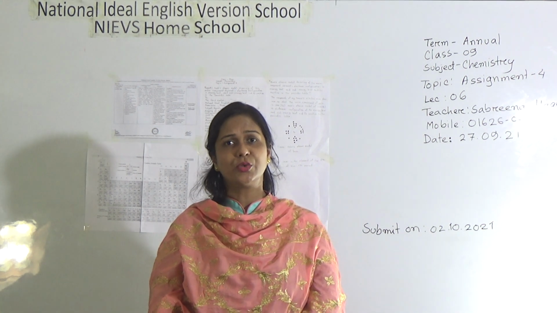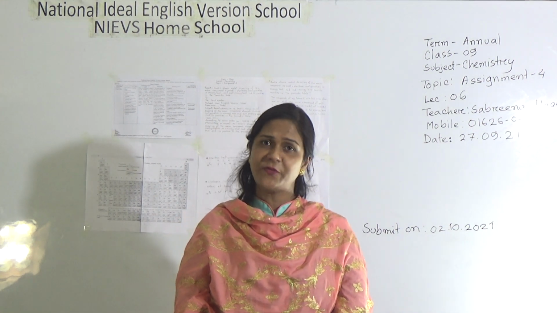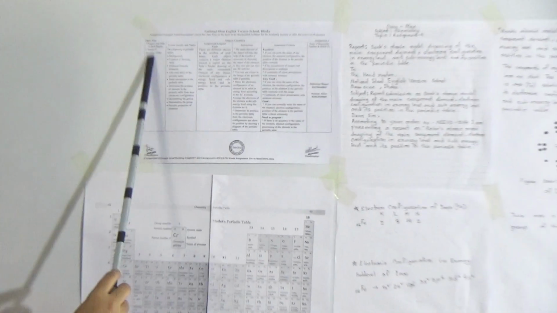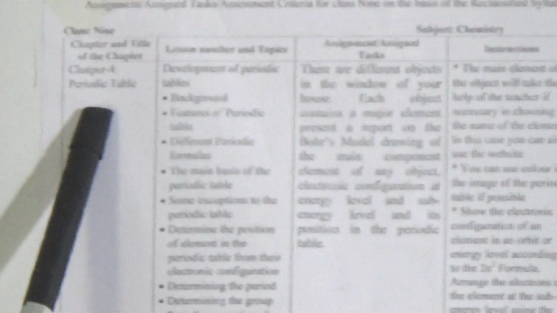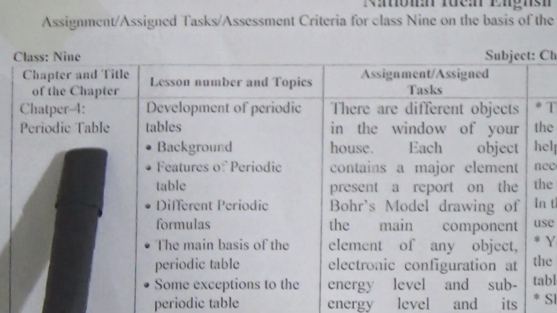Dear students, today I am going to take a chemistry class on the basis of assignment 4. Let us move forward to today's topic. This assignment came from your chapter 4, not only chapter 4, but from the first part of chapter 4. The name of the chapter is periodic table.